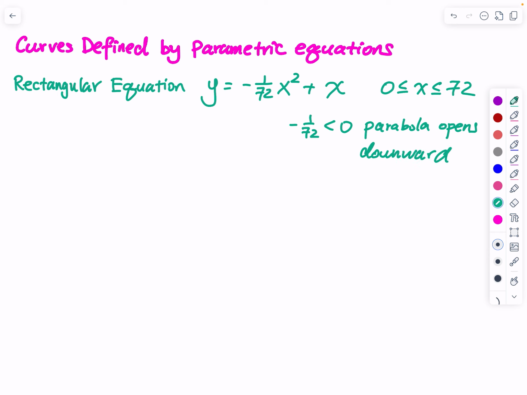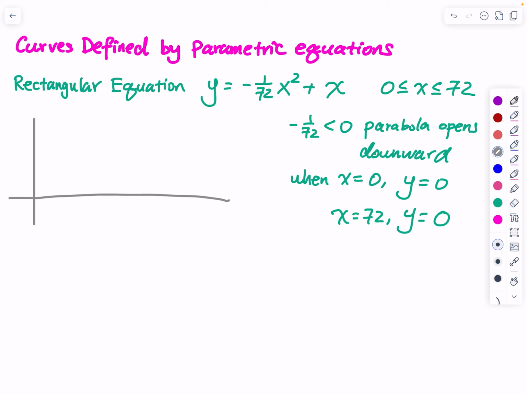And then when x equals 0, what is y equal to? y equals 0. That is easy, right? When x equals 72, y equals negative 72 plus 72, which equals 0. And then we do a graph. That is my y-axis, and that is my x-axis. We have 0, 0 and 72, 0. And this parabola is facing downward, and it looks like this, from 0 to 72.